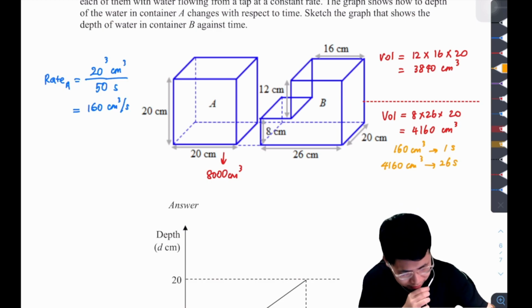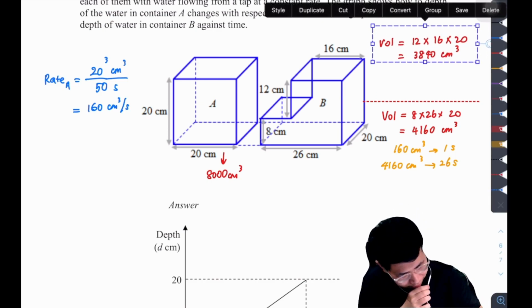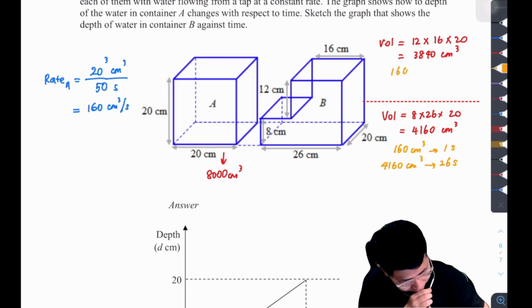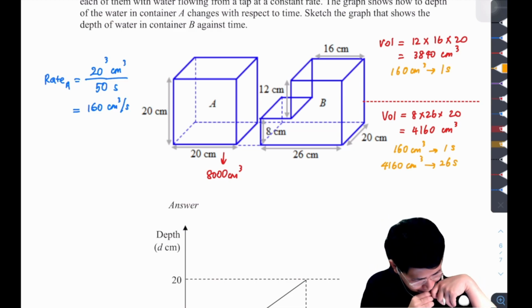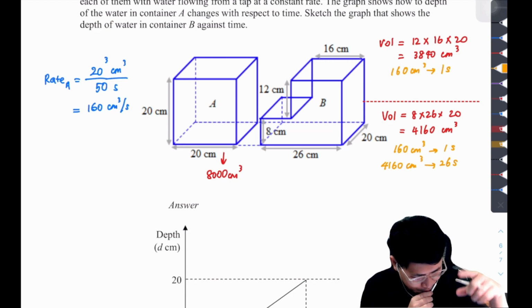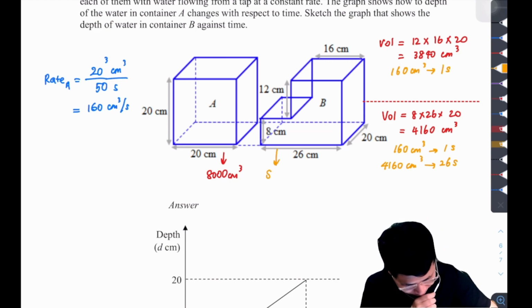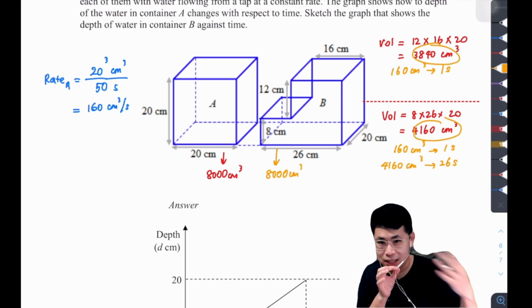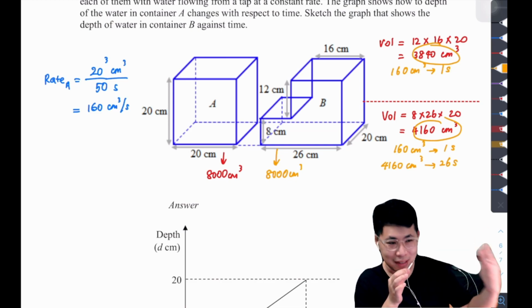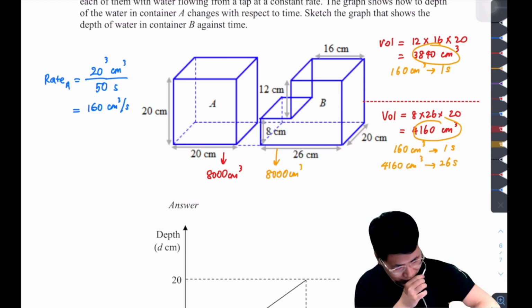Now we can do the same above. Same thing on the left, 160 cm cube is going to give us 1 second. We also need to verify that both of these are of the same volume. If you add these two volumes together, they should be the same volume, and this is why they can be filled in at the same time. They will fill to the top at the same time. Okay, so let's take a look over here.